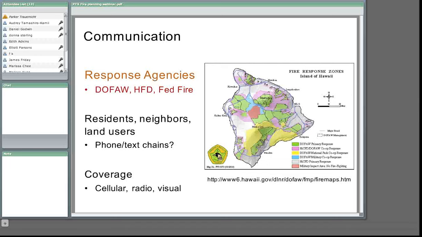Again, we talked about residents and neighbors, so people that may be adjacent to your land or living and working on the land management unit you're dealing with. How do you communicate to them if an incident is actually happening? And then another thing for larger landscapes, you can map coverage. So are there dead zones in cellular reception or radio? And I know, for example, in Hawaii Volcanoes National Park, they've actually mapped out where they have radio coverage for the park specifically to assist with fire response in the event of wildfires.